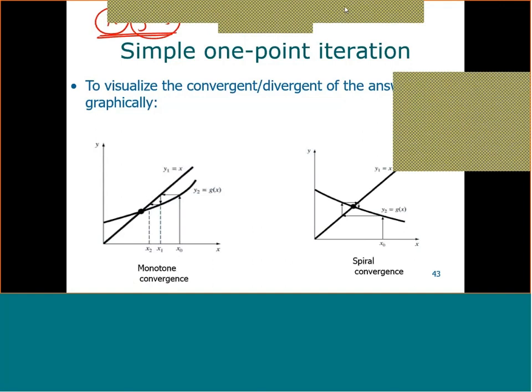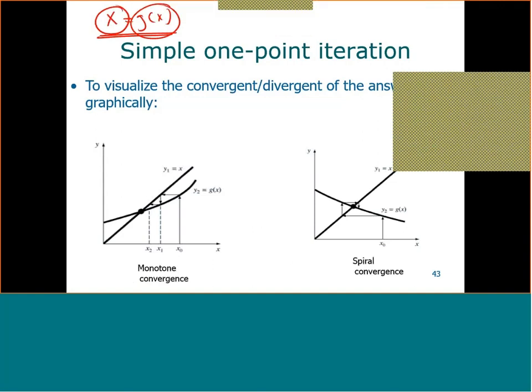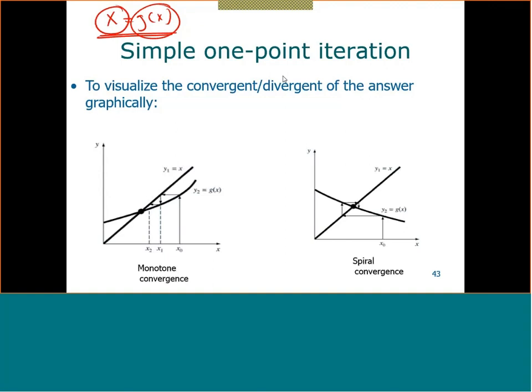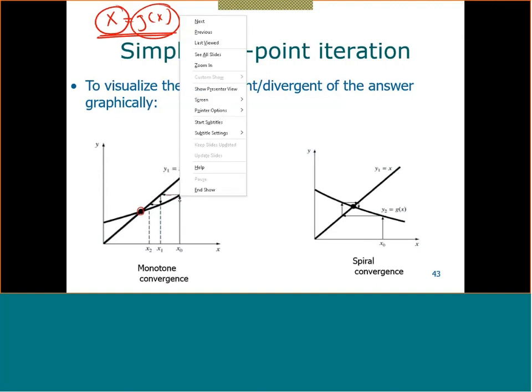So here this is my y equal to x and this is my y equal to g of x. This is the solution. If I start here at x0, this is my initial guess. I will find the function value, this is my function, then I will find x1. From x1, I will find g of x1, and so on. So you can see the answer is actually converging.